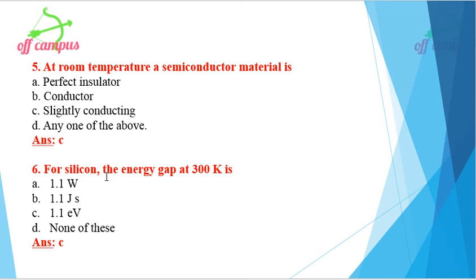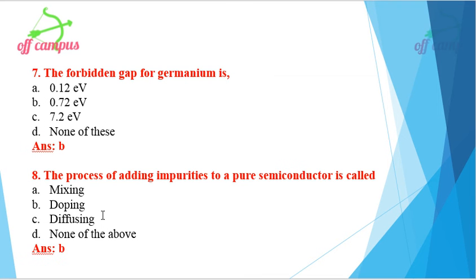Then question number 6: for silicon the energy gap at 300 Kelvin is, option C, 1.1 electron volt. Then question 7: the forbidden gap for germanium is 0.72 electron volt. Option B, 0.72 electron volt.